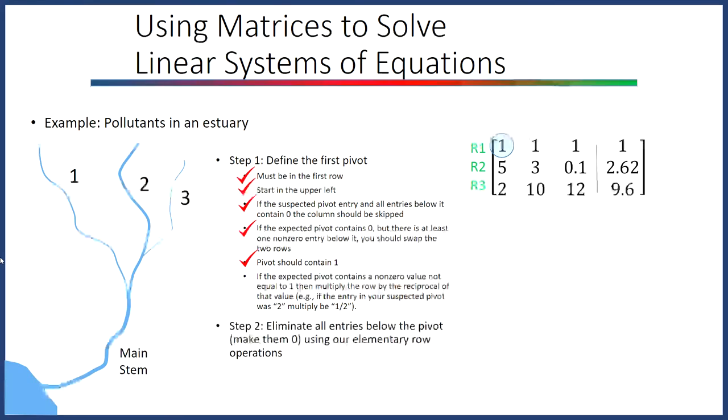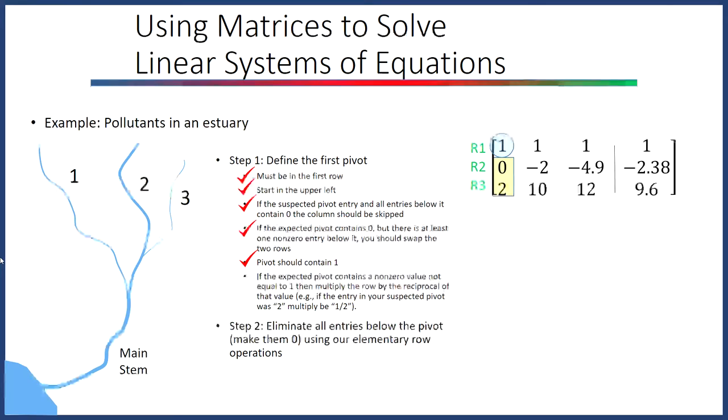Next, we need to eliminate all entries below the pivot using our elementary row operations. Specifically, we can simply add or subtract multiples of the row with the pivot. Let's start with row 2. We're going to subtract 5 times row 1 from row 2. So now we've got 0, negative 2, negative 4.9, and negative 2.38.